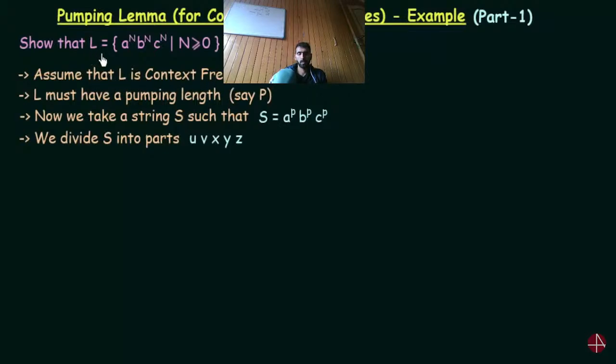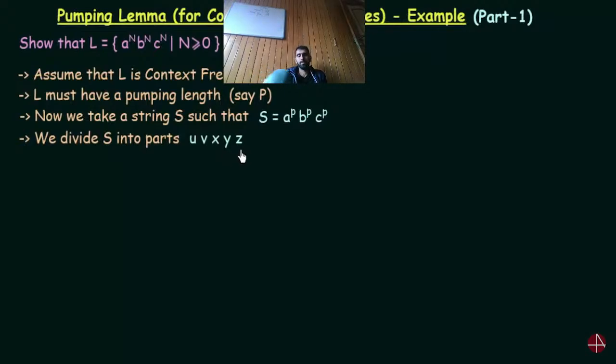First we have this language L and we assume that it is context-free. If it is context-free, then the language L must have a pumping length. This also we studied, and we will call the pumping length P. Now we will take a string S such that S is equal to a^P b^P c^P, where P is our pumping length. Then we have to divide S into 5 parts, u, v, x, y, and z.